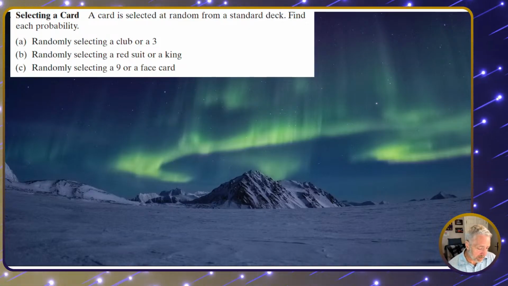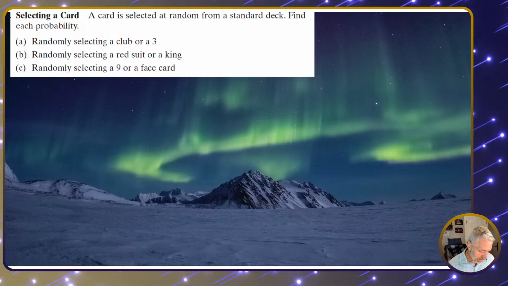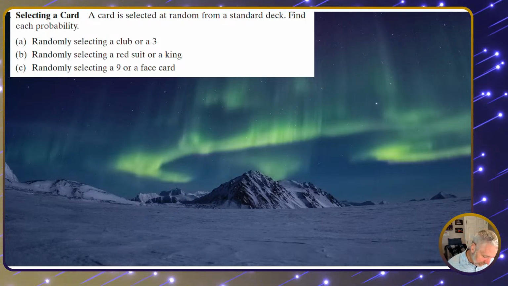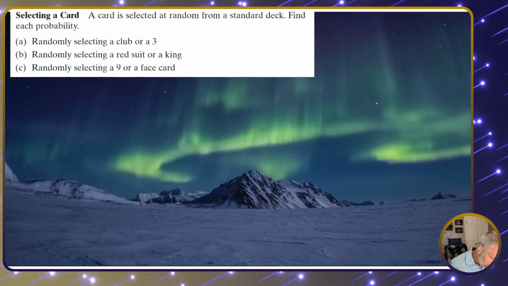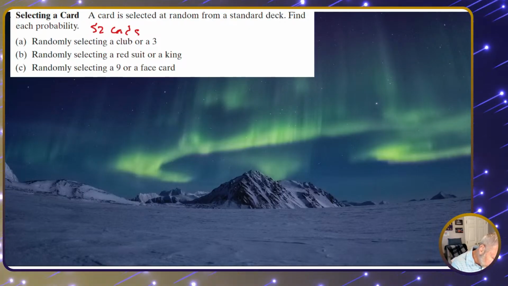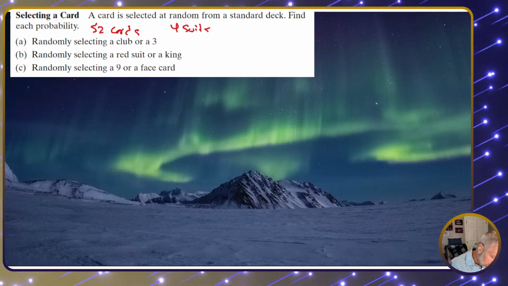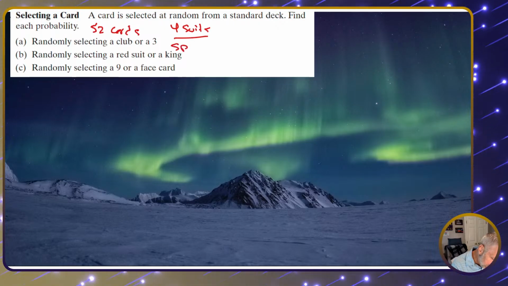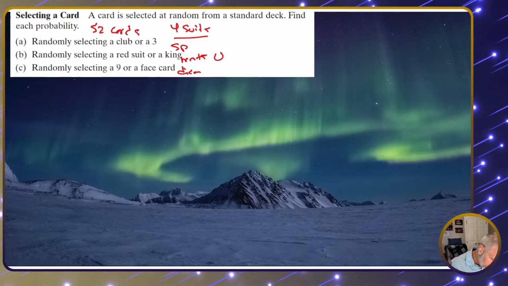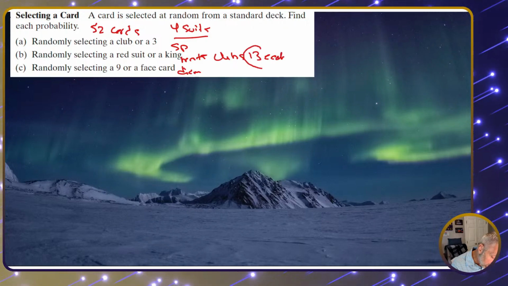A single card is selected at random from a standard deck of 52 playing cards. Find each probability. And let me go ahead and write this out over here. Although I'll write up here in the white space, see if I've got room. So a standard deck of cards has 52 cards. It has 4 suits. It is spades, hearts, diamonds, and clubs. There are 13 each of these cards.